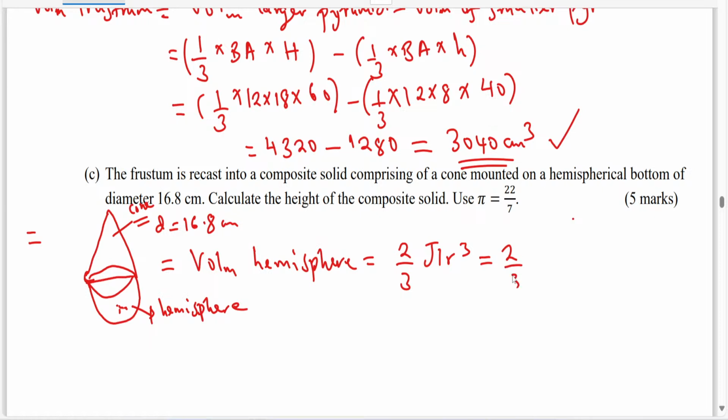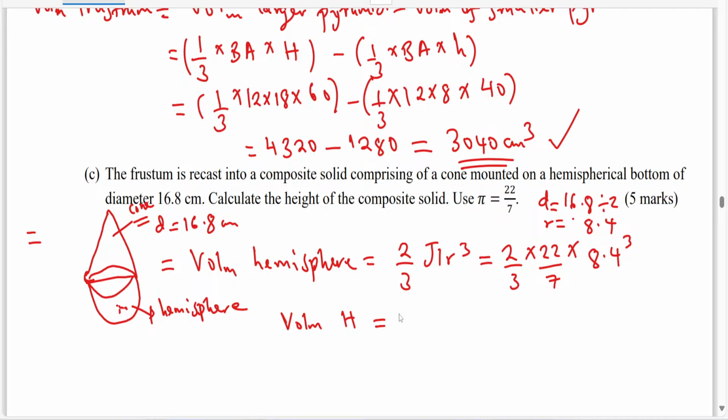So 2/3 times pi, which is 22/7, times r cubed. And what is our r cubed? Looking here, our diameter is 16.8. So our r is divided by 2, which gives you 8.4. So r cubed should be 8.4 cubed. So if you find it out, your volume for the hemisphere gives you around 1000.